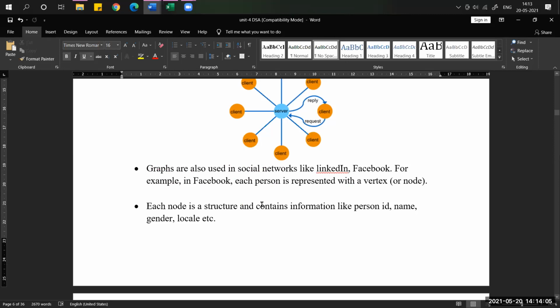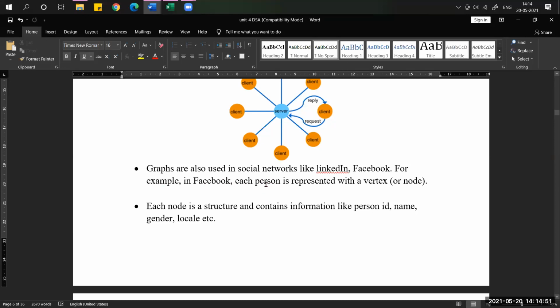For example, in Facebook, each person is represented as a vertex. One friend is connected to another friend. Sometimes Facebook suggests friends, right? How does it suggest? Based on the links, the arcs or edges. Here a person is treated as a node and a connection is treated as an edge. Based on those vertices, the persons, it suggests friends on Facebook.